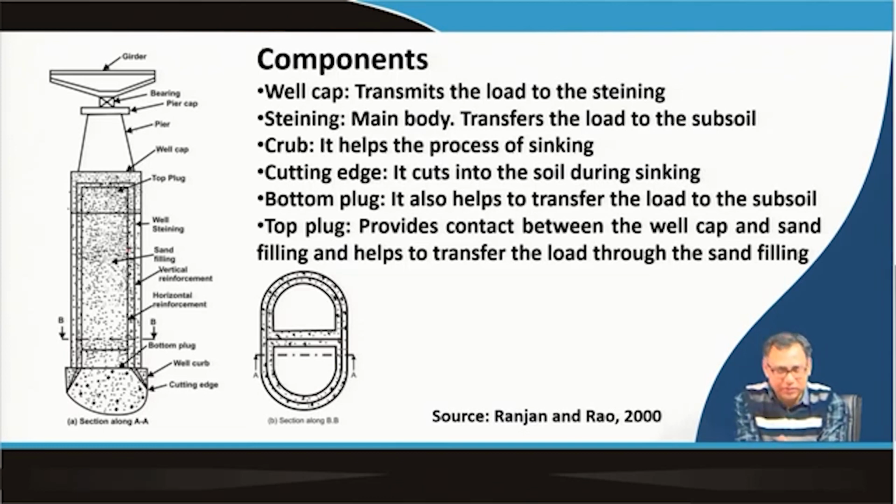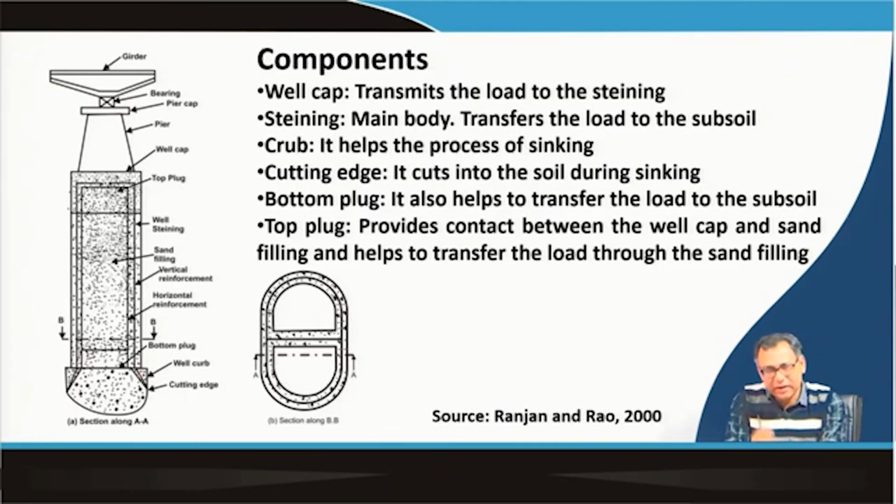So, this is the steining, which is the side concrete walls. This is the main body of the shaft. So, this steining and the top well cap are cast at a time, and the purpose of this steining is to transfer the load to the subsoil. Then the curb is this one, this is the well curb. So, this helps the sinking process.